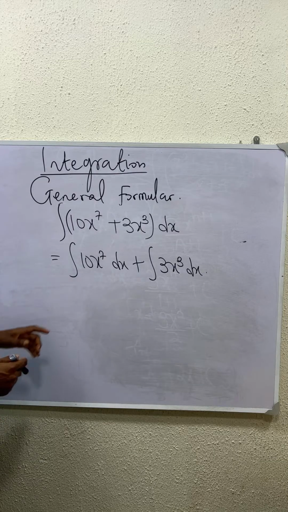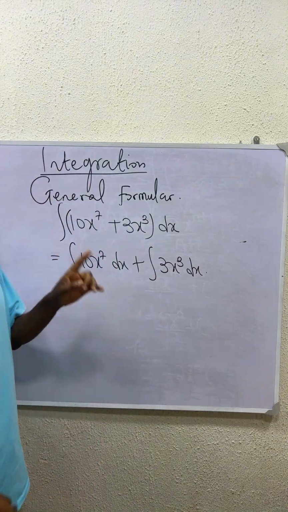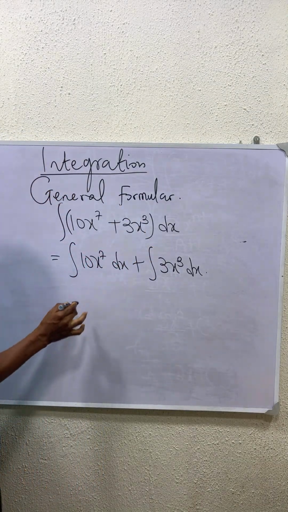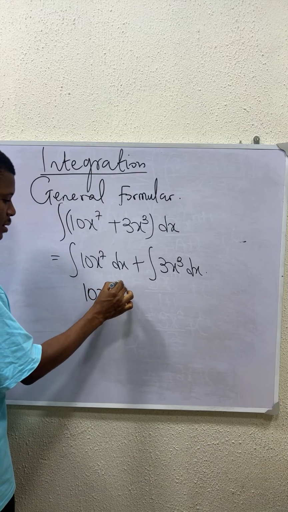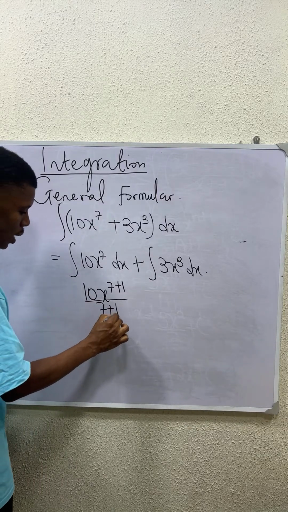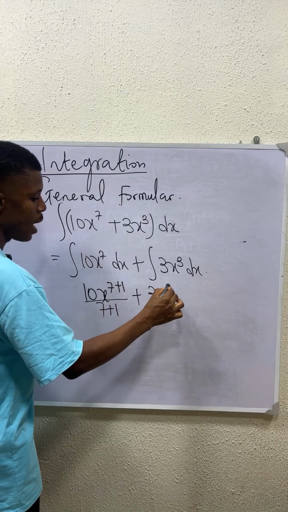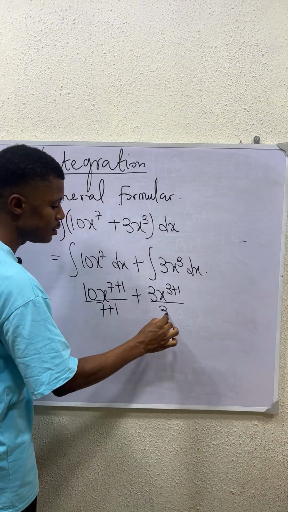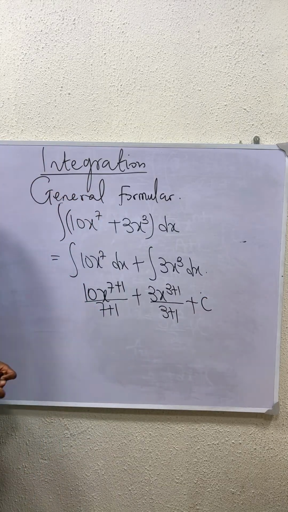So when you have this, all you have to do to integrate this function, remember the rule: increase the power by 1 and divide by the new power. So what do I have to do? This is now 10x^7. I increase the power by 1 and divide by 7 plus 1, plus, for this one, you have 3x^3. I increase the power 3 by 1, then divide by the new power, 3 plus 1. Then plus the constant of integration.